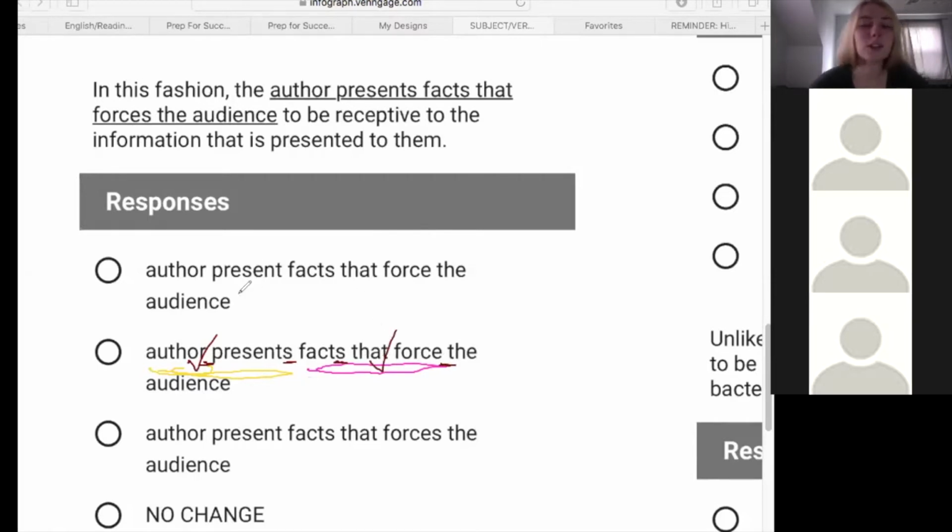Now, if we look at all the other ones, we have no S, no S. Okay, that's no good. Then we have the author, we have no S here. Okay, so that's no good. Now in also this one, we have a no S combination, so that's good. However, here we have facts with an S and then forces with an S. So that's no good. So notice we have to have it basically consistent throughout the whole entire thing, which is why B would be our correct answer. Great job.